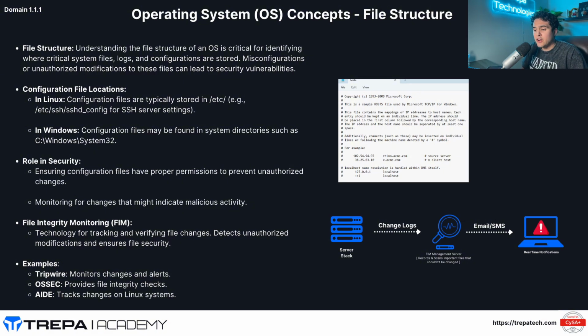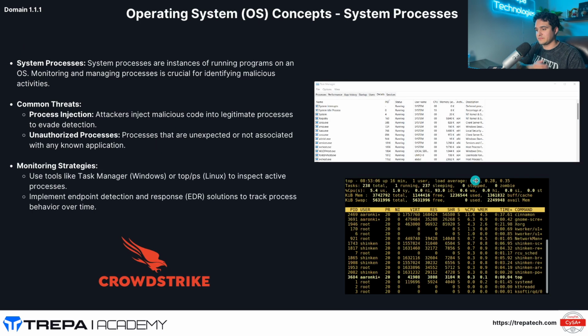Examples. Tripwire monitors changes and alerts. OSSEC provides file integrity checks. So we could do that with integrity, right? Some hashing, whatever the case may be. And then AIDE, another software tool that can help us track changes on Linux systems. You can look that up if you want, see how those can be used.